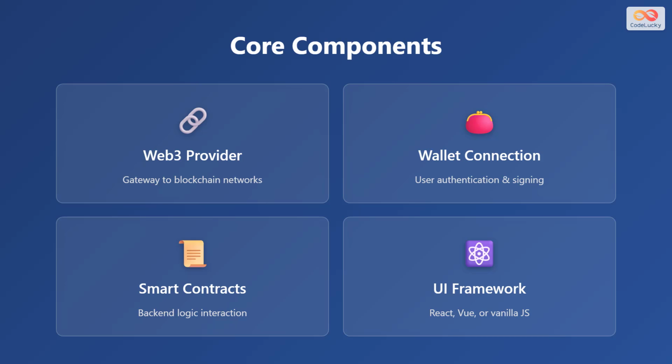Building a DApp frontend requires 4 core components working together. First, the Web3 provider acts as your gateway to blockchain networks, allowing your application to communicate with the Ethereum network or other blockchains. Second, wallet connection handles user authentication and transaction signing through browser wallets like MetaMask. Third, smart contracts represent your backend logic that your frontend will interact with. Finally, you'll need a UI framework such as React, Vue, or even vanilla JavaScript to build the actual user interface. Each of these components plays a critical role in creating a seamless, decentralized experience.